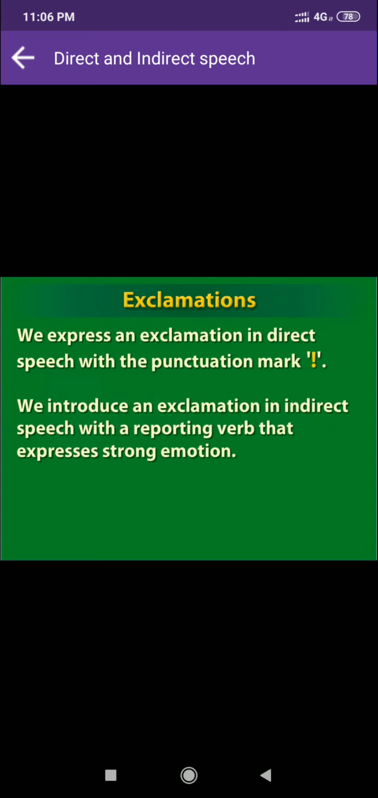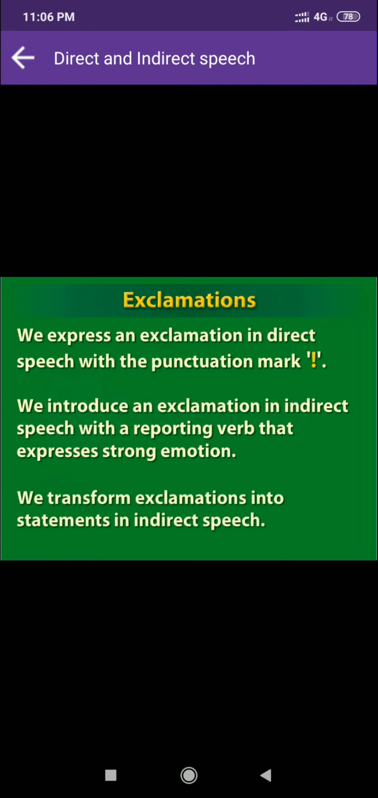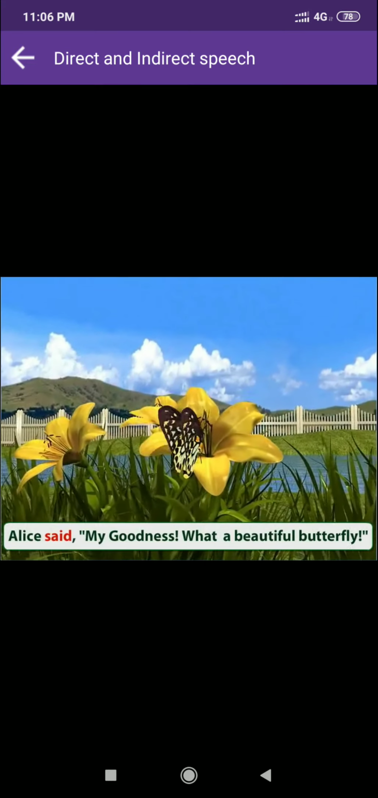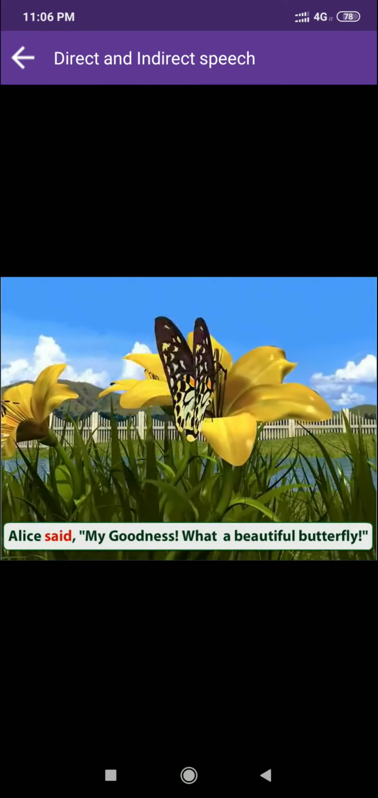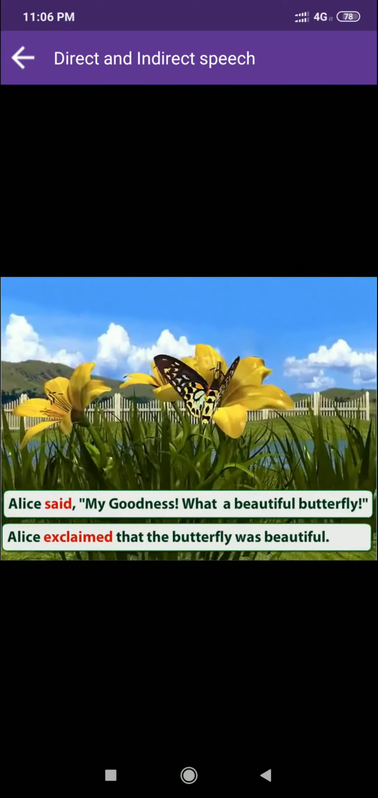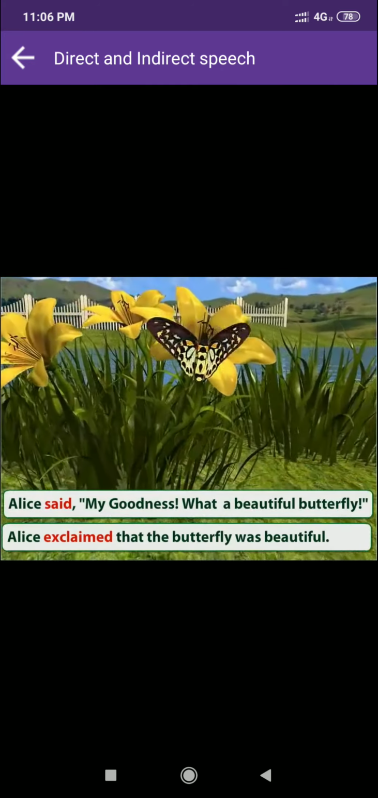Exclamations. We express an exclamation in direct speech with a punctuation mark as shown here. We introduce an exclamation in indirect speech with a reporting verb that expresses strong emotion. We transform exclamations into statements in indirect speech. Alice said, "My goodness, what a beautiful butterfly!" Alice exclaimed that the butterfly was beautiful.